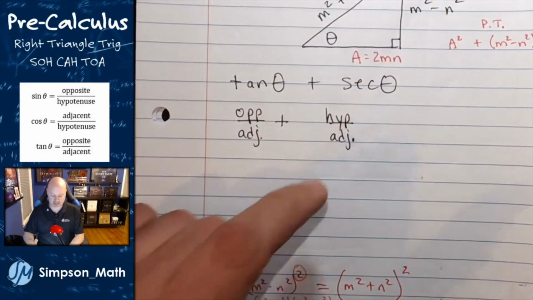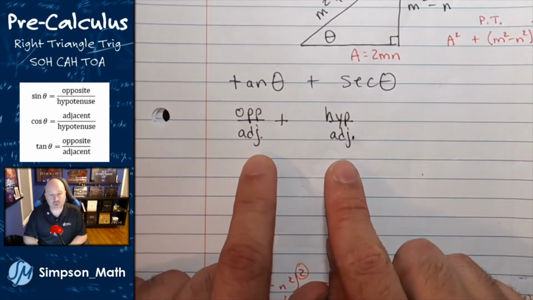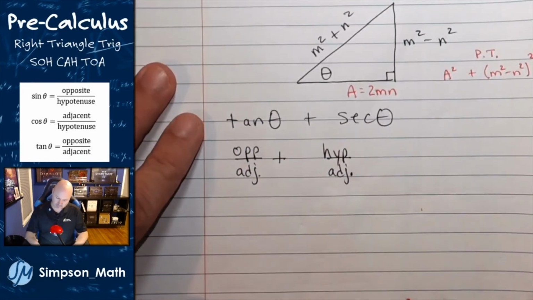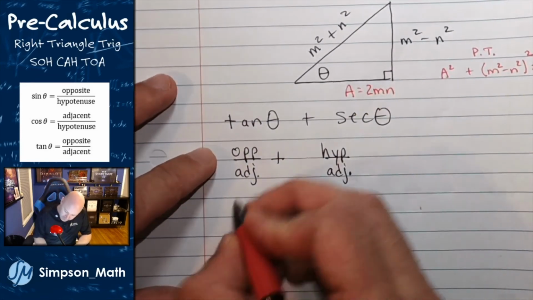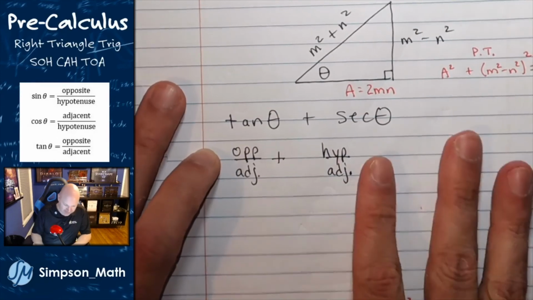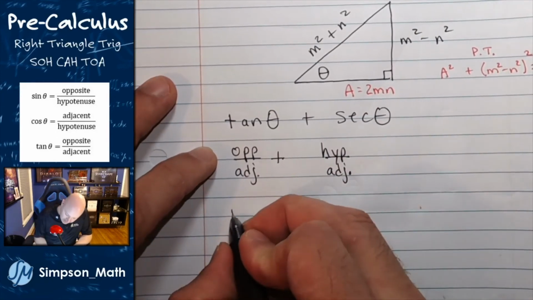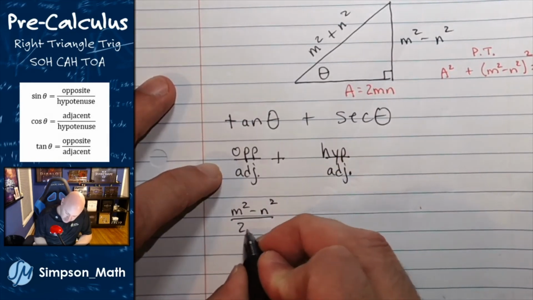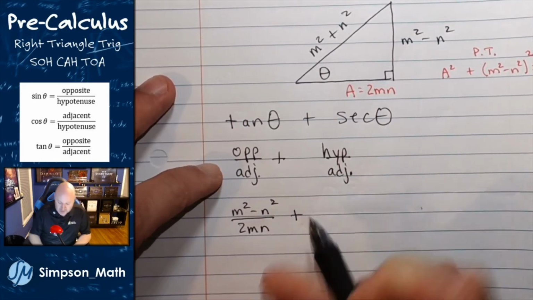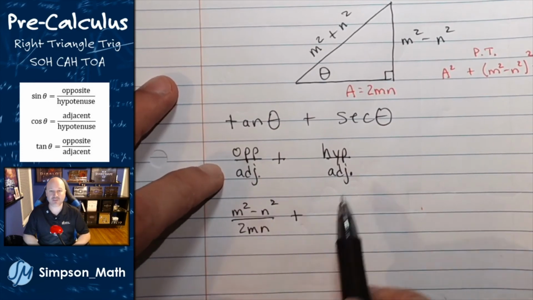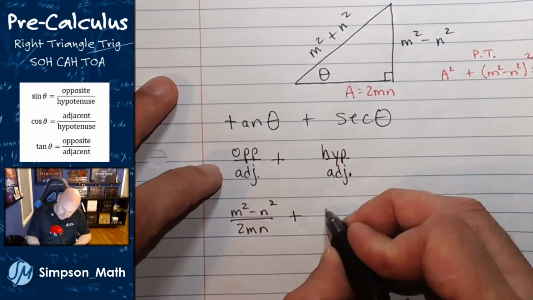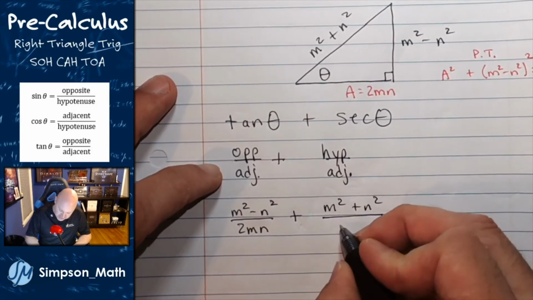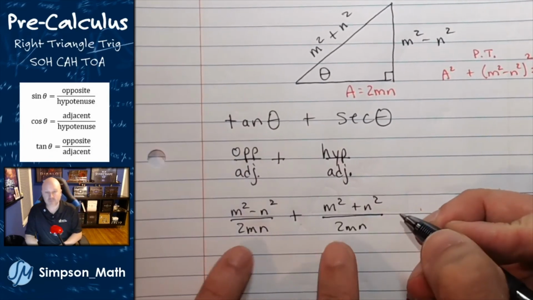Tangent plus secant is defined this way using SOHCAHTOA, and I have all these values. This is, where did my black pen go? This is l m squared minus n squared over the adjacent 2 l m n. To that, I need to be adding this other fraction, which is the hypotenuse, l m squared plus n squared over the adjacent again, 2 l m n.